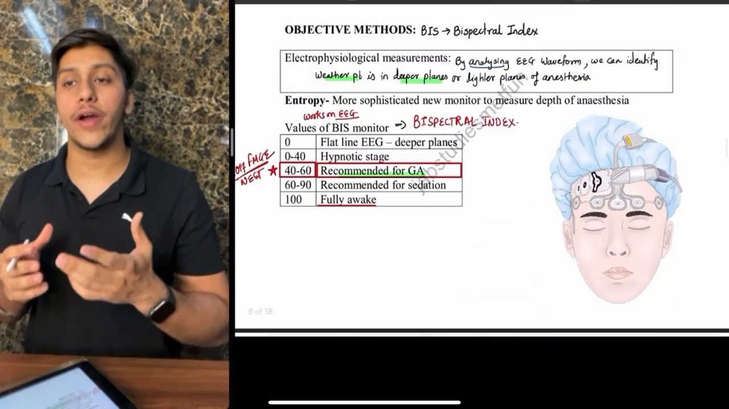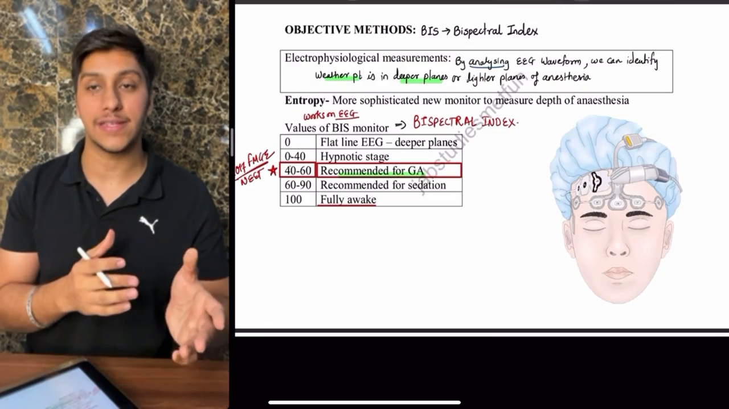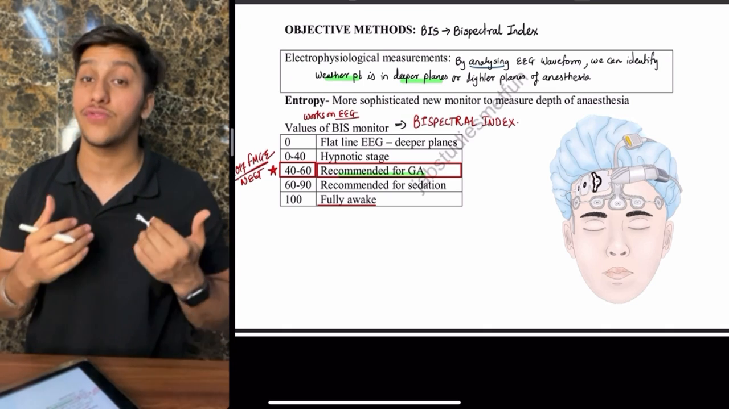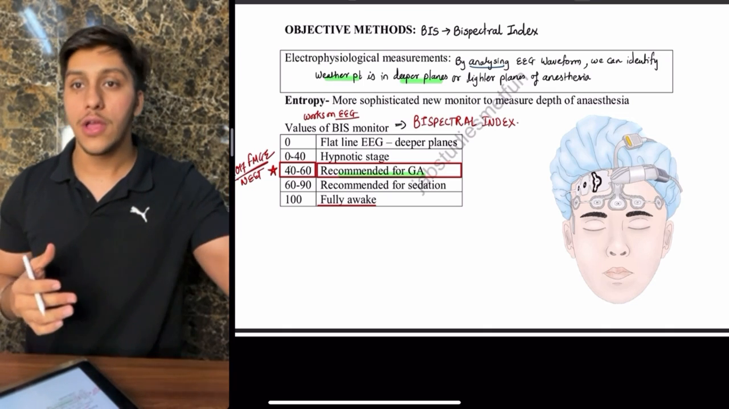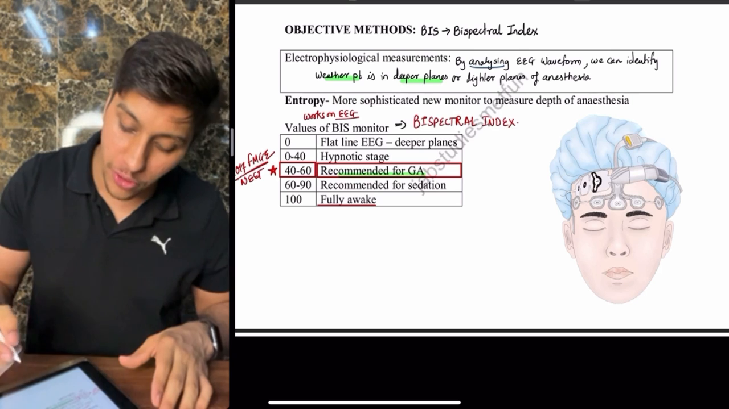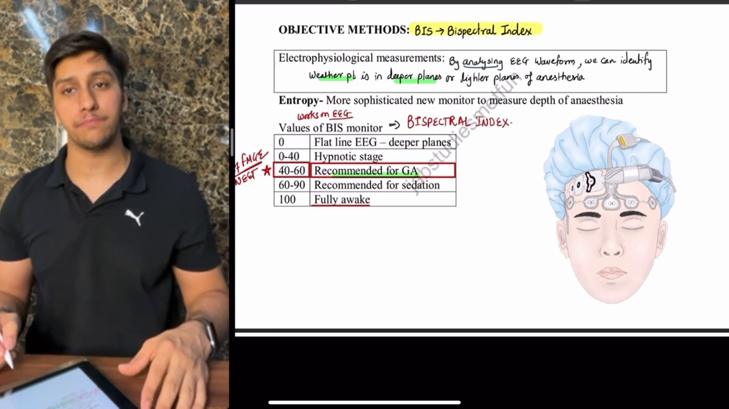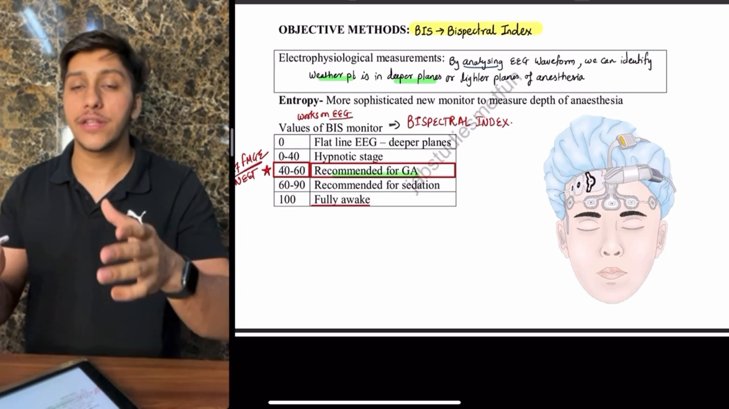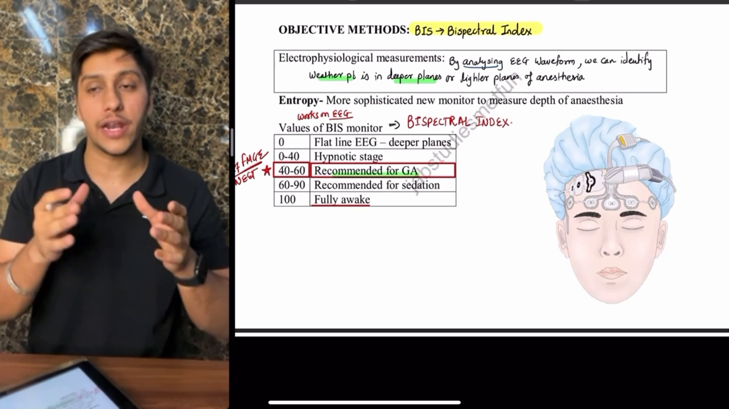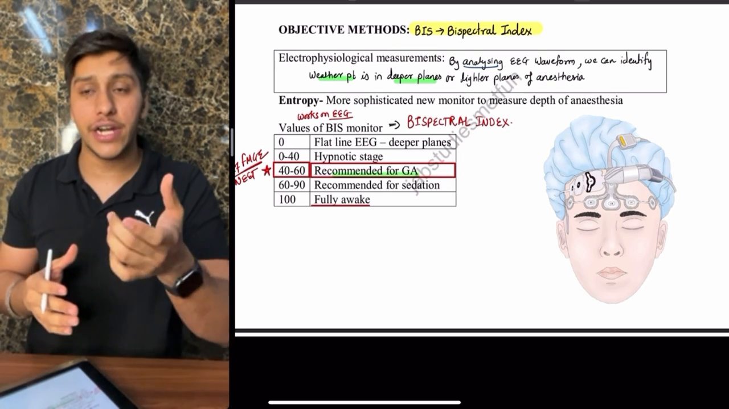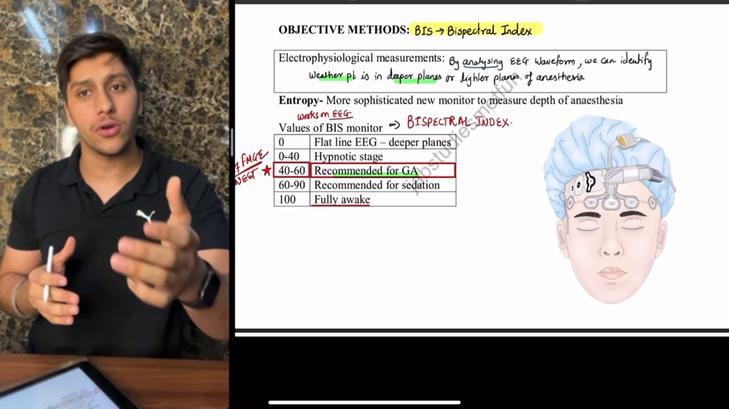Now, how do you find the planes of anesthesia with respect to objective tests? What are the tests which we can do? These were signs which we saw. What are the tests which we can do? One very important thing which they have asked in the exam is going to be bispectral index, also known as BIS. What this does is we are basically going to count the EEG form, the electroencephalogram form, in which we can identify whether the patient is going to be in the deeper plane or in the lighter plane.